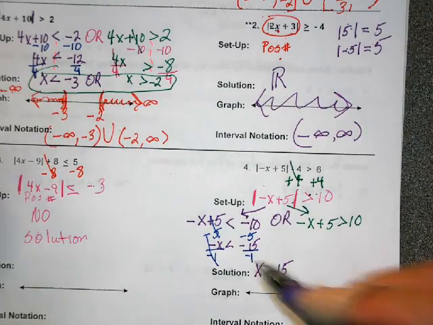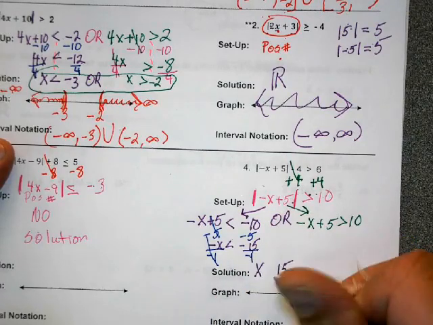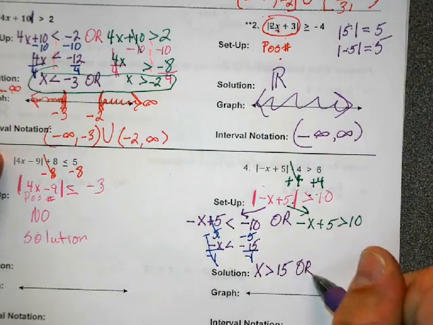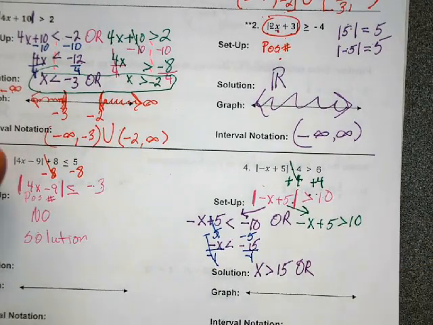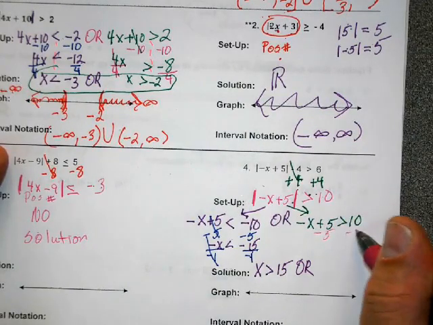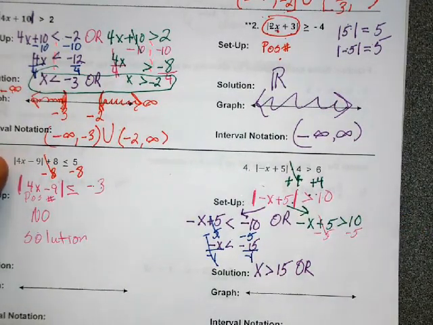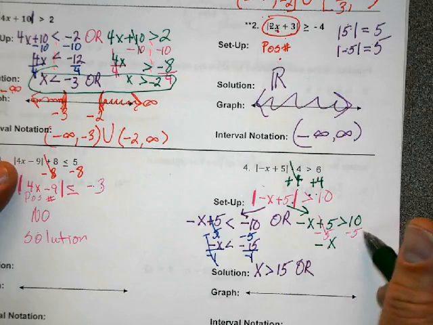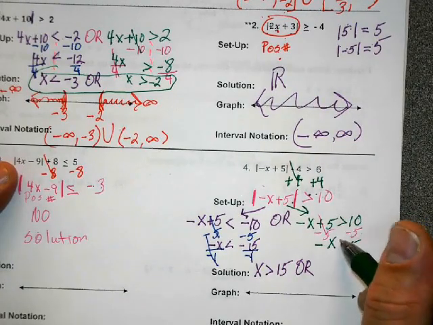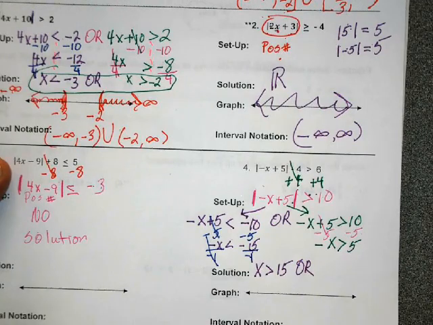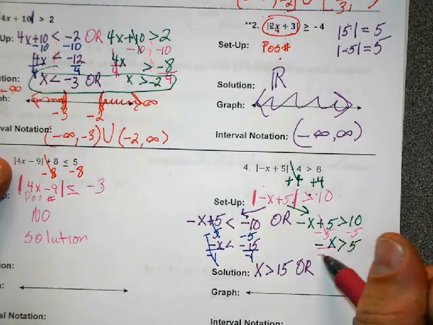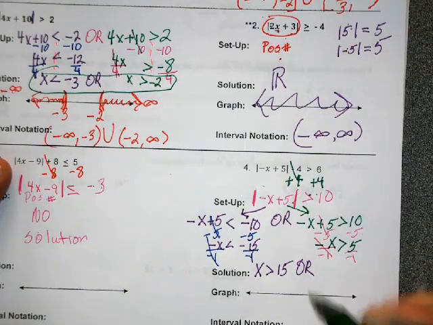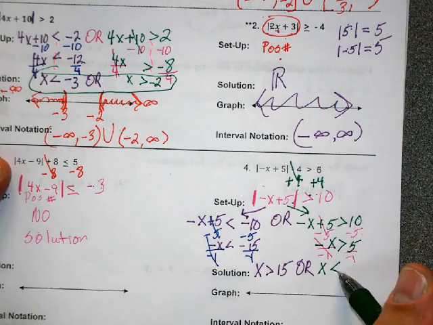We already determined it's an OR problem. Minus 5, minus 5. Negative x. 10 minus 5 is 5. We're subtracting, keep the sign. Got to get rid of the negative sign. Divide by negative 1. So I get x. Flip the sign again. Good. Negative 5, sorry. Yep, 5 divided by negative 1 is negative 5.